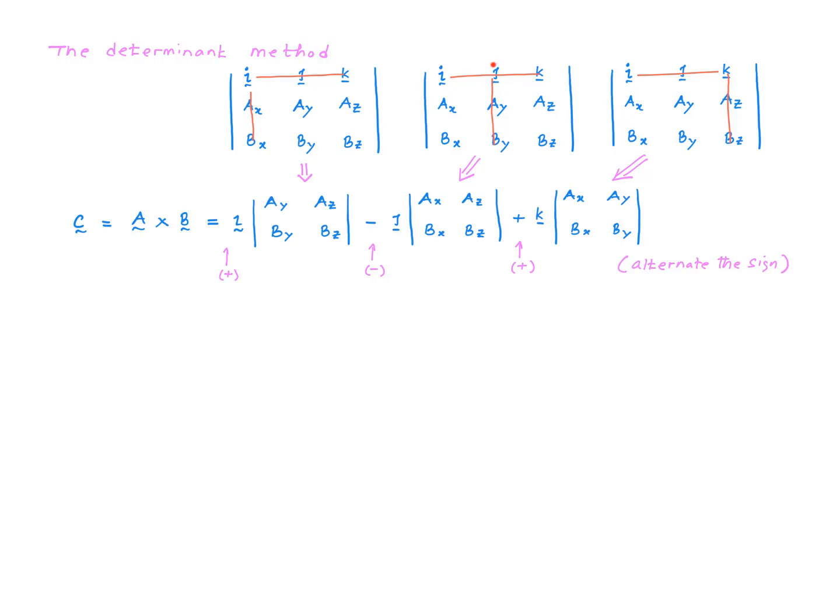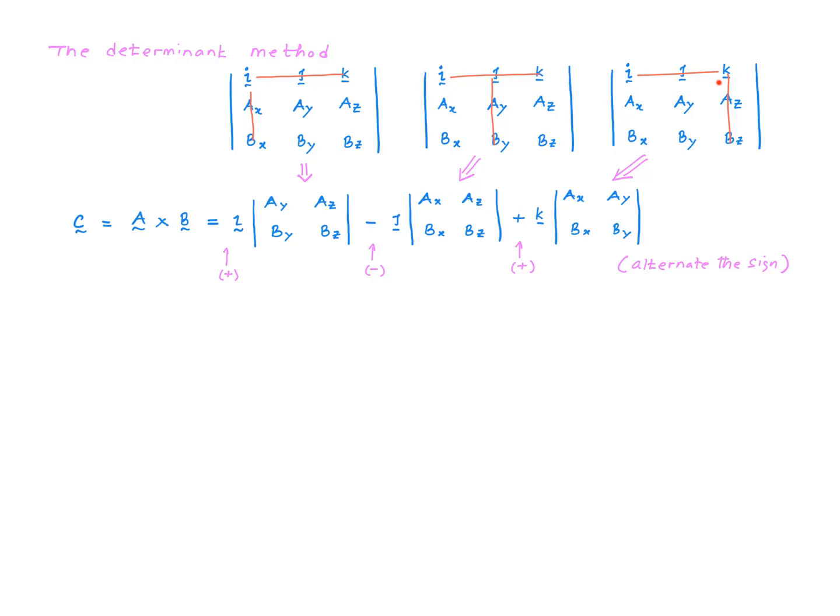Then I go to the second element on the first row, j, and put the j over here, right? And then draw a horizontal line through j, vertical line through j, and take the leftover elements, which are ax, az, bx, bz, and put them in this 2 by 2 determinant.